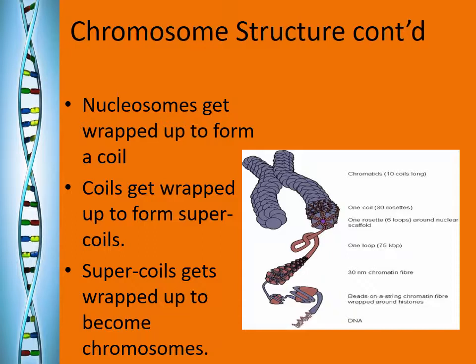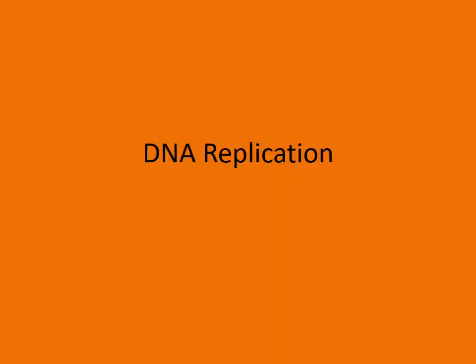Supercoils get wrapped around to form chromosomes. So basically, this is several supercoils wrapped around this right here. These are several supercoils wrapped around each other. All right, basically this side is the one parent, and this is the other parent's contribution of that same gene. So let's not get confused.